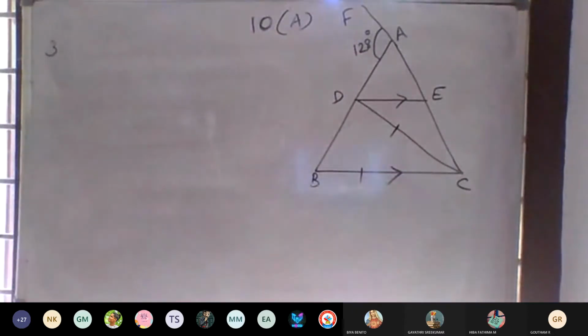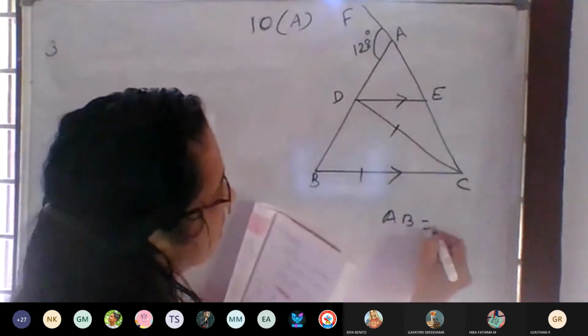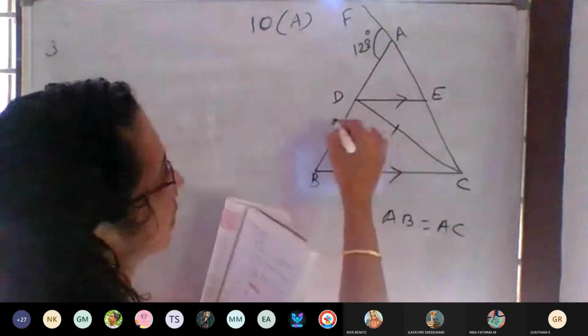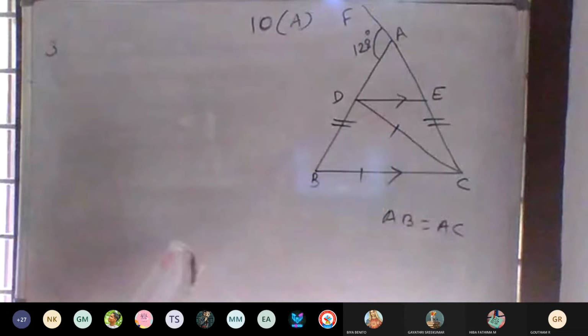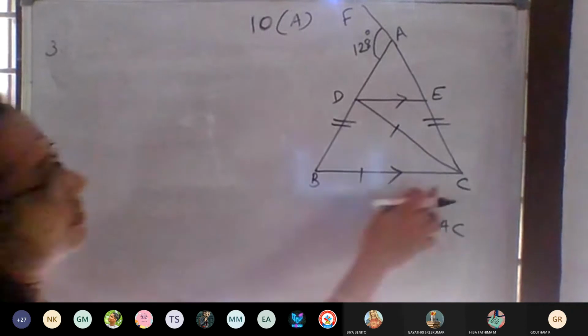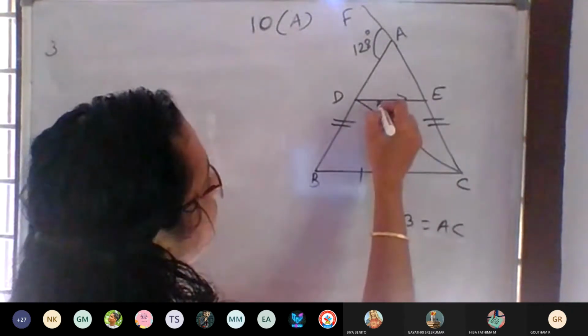In the following figure, AB is equal to AC. AB is equal to AC is given. These two sides are equal, given. BC is equal to CD is given. DE is parallel to BC. Calculate angle CDE. CDE we have to find out, this one.